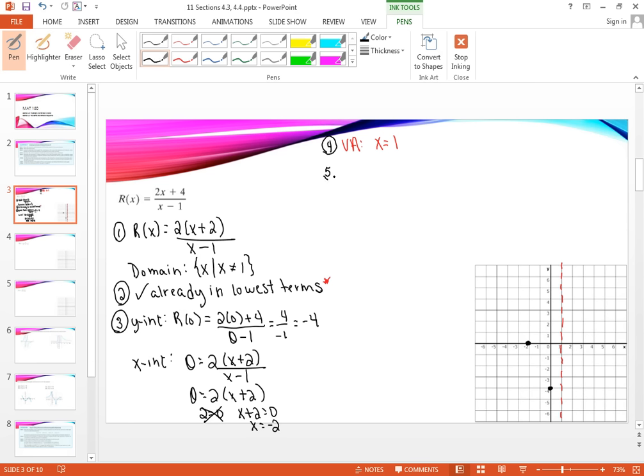5. Determine the horizontal and oblique asymptotes. Draw them and figure out if it happens to cross them. Okay, so now do you remember how to find horizontal and oblique asymptotes?